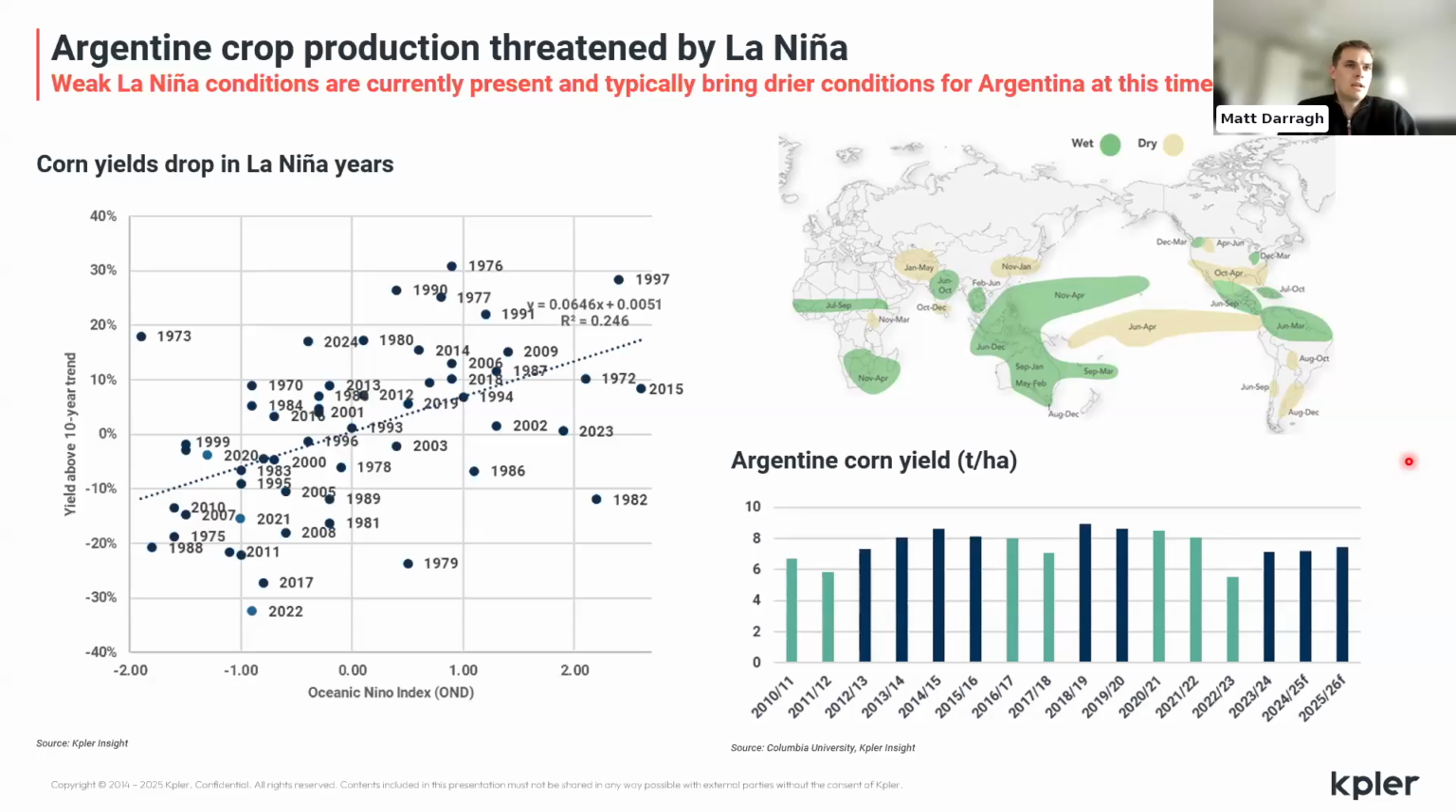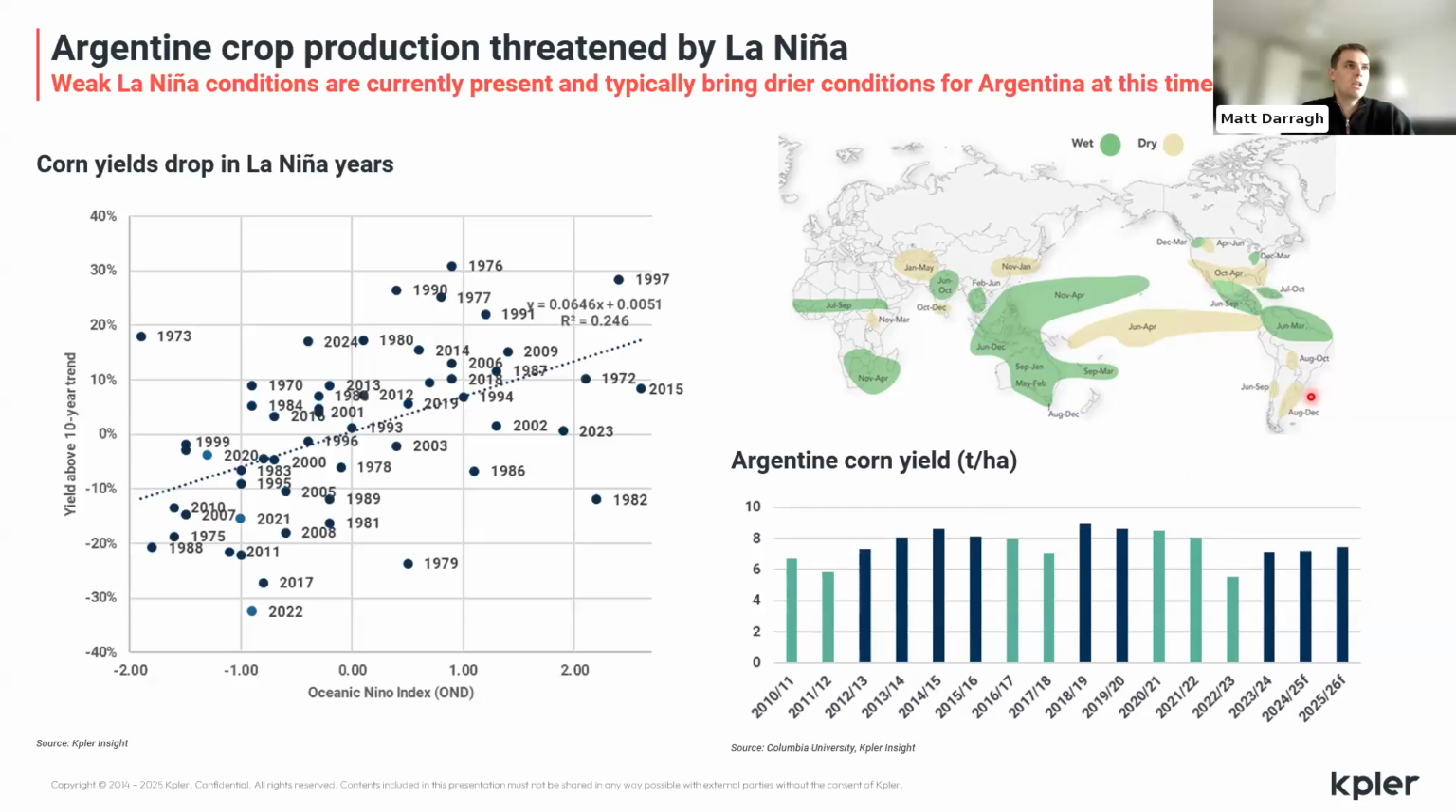And the map on the top right shows what a weak La Nina typically means for Argentina: dry conditions. At the bottom on the x-axis, that's OND, which stands for October, November, December. So if we see La Nina conditions during that period, and then look at the map, we've got dry conditions, which will coincide with when the corn crop and the soybean crop are developing.